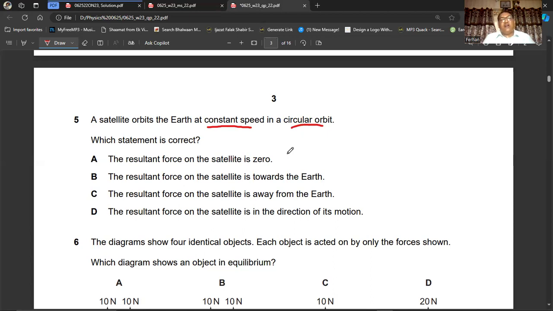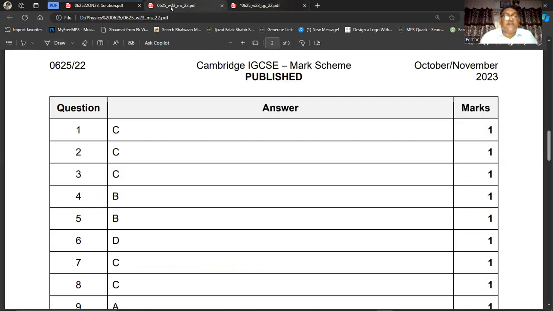So because the satellite is circulating around the Earth, the resultant force acting on it will be directed towards the center of the Earth. So the resultant force on the satellite is 0. That is wrong. The resultant force on the satellite is towards the Earth. That is true. This sentence is 100% true. The resultant force on the satellite is away from the Earth. That's wrong. The resultant force on the satellite is in the direction of its motion. That is wrong. So B is the choice. Question number 5, B is the right choice, sir.